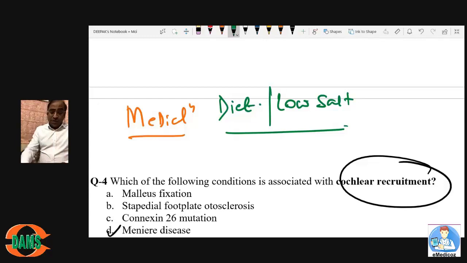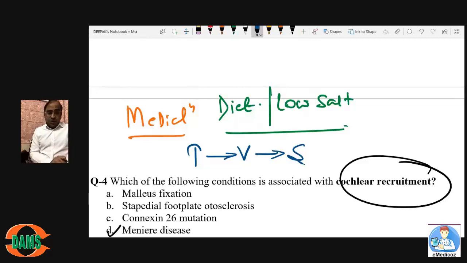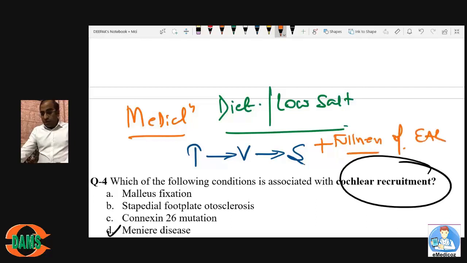It is sensory deafness. Just remember the order of symptoms in Meniere's. The first symptom is always tinnitus. The second symptom is vertigo, and the third symptom is sensory deafness. So I always give a mnemonic of TDS: tinnitus, vertigo, sensory deafness, with the fourth finding being fullness of ear. All the students who are preparing for Central Institute, beta: tinnitus, vertigo, sensory deafness, fullness of ear. These are all important four findings.